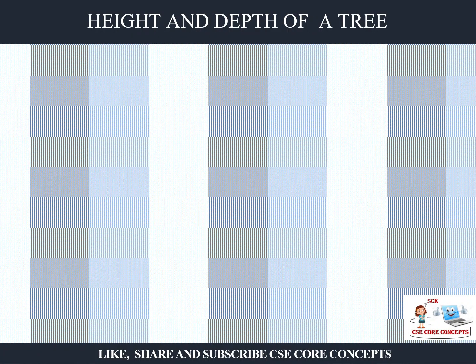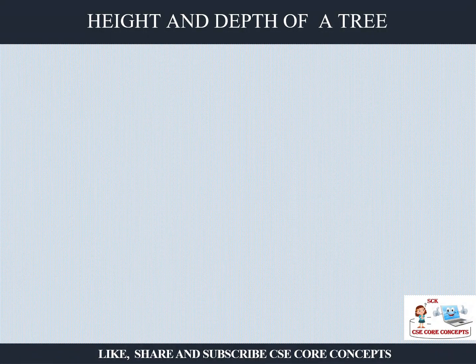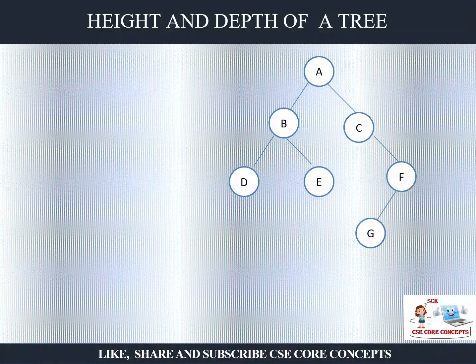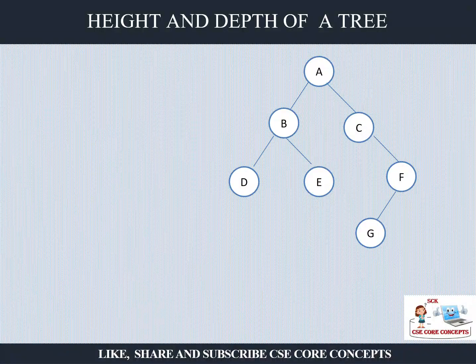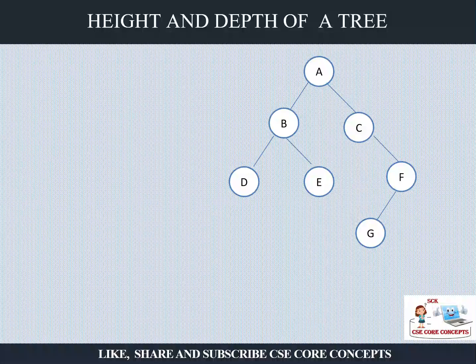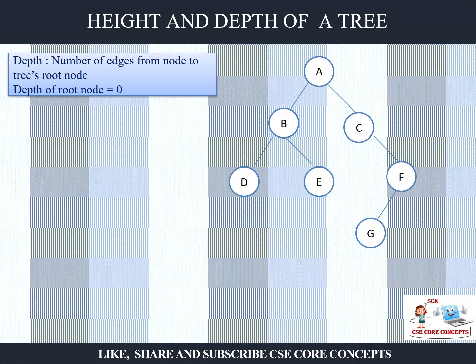Based on this, let us discuss the height and depth of a tree. Many students get confused about height and depth. They feel that both are the same, but it is not so. To understand the height and depth of a tree, let us consider this tree where each node has at most 2 children. So what is the depth? The depth is the number of edges from a node to the tree's root node.